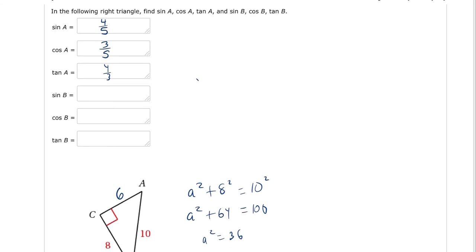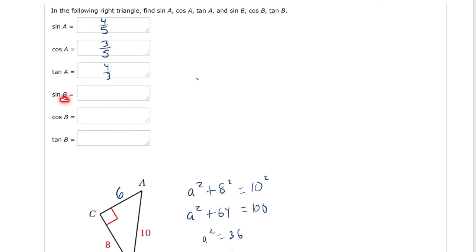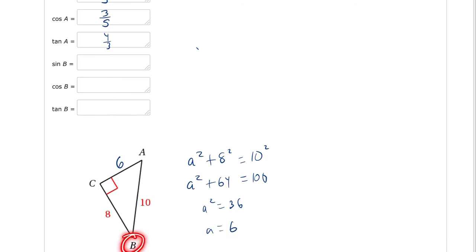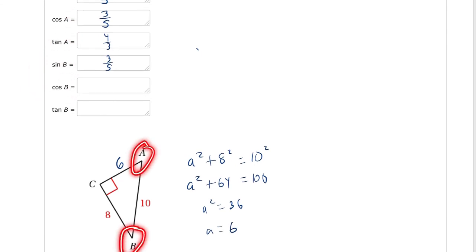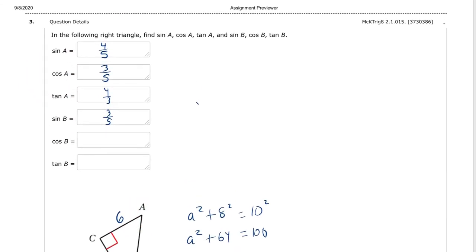All right, now for this next one, sine of B, you would go down here to angle B and you would do the same thing. Sine is opposite over hypotenuse, which is 6/10, which is 3/5. Or you could have used cofunctions. Remember, cosine and sine are cofunctions of one another, and A and B are complements because they're on the right triangle here. So we know that those are complements, therefore this should equal this, which indeed it does, 3/5.